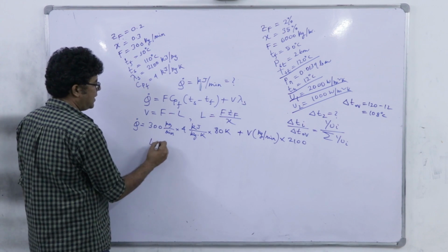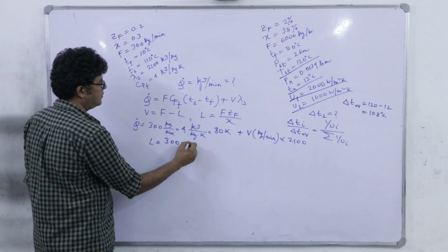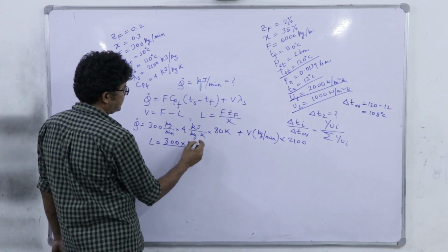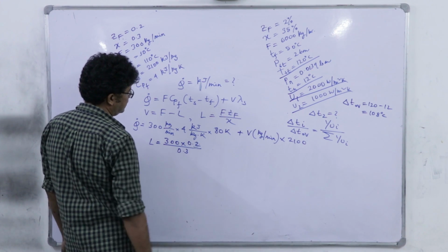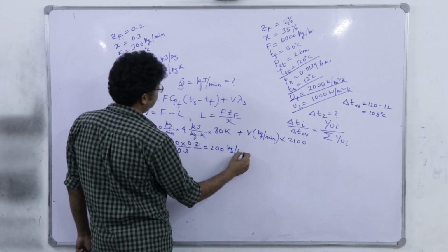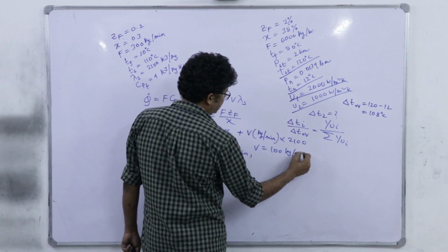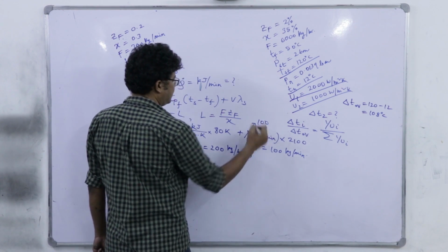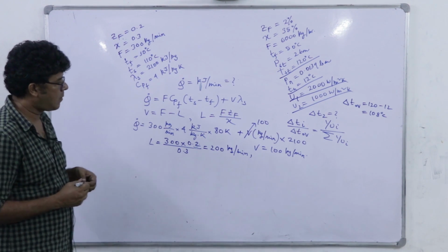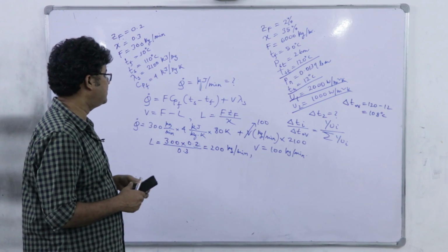Now, L is equal to F, that is 300, into ZF, that is 0.2 (sorry, ZF is 0.2), divided by 0.3. So, you can calculate it to be 200 kg per minute. So, V is equal to 100 kg per minute, right. Here we have to substitute 100 and we can calculate the answer in kilojoule per minute. So, that is a typical energy balance coupled with material balance problem.